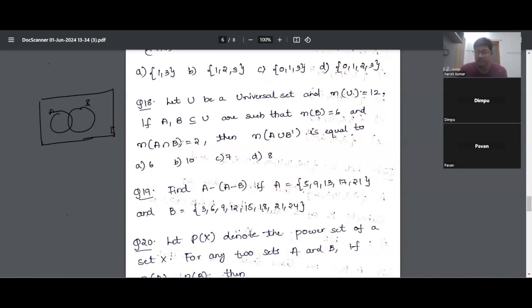n of A intersection B is 2, that is, the common elements are 2. n of B is 6, so n of B is 6 in total. Already the common elements are 2, so the remaining elements in this part will be 4. Now n of U is 12, right? The universal set has 12 elements. He is asking what? n of (A union B) complement.